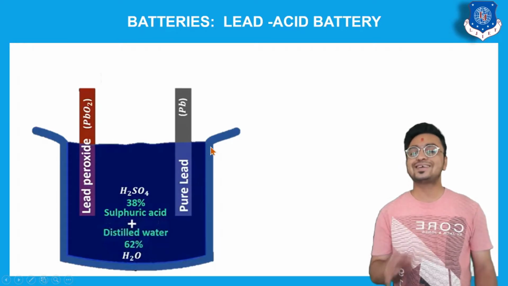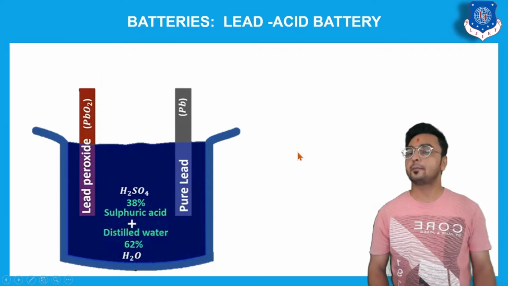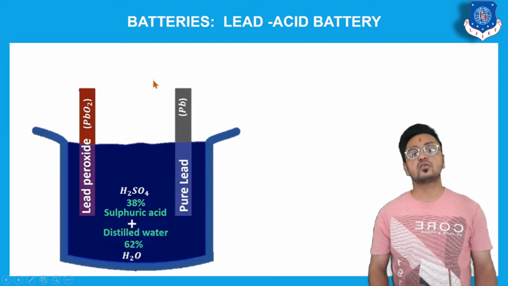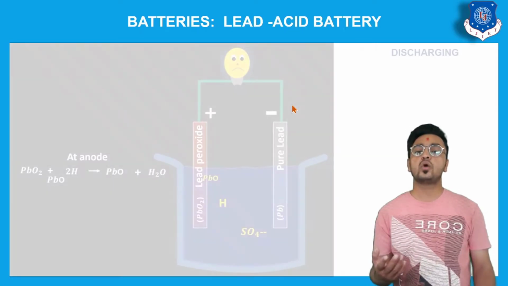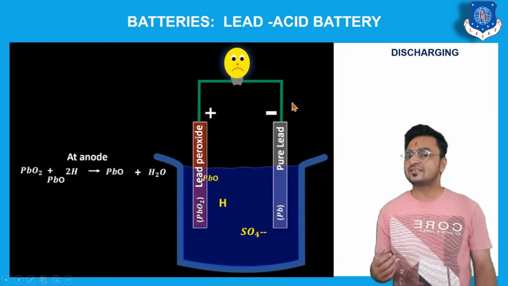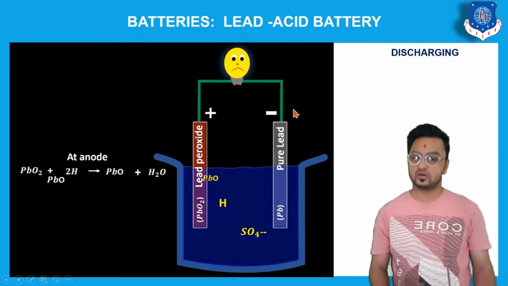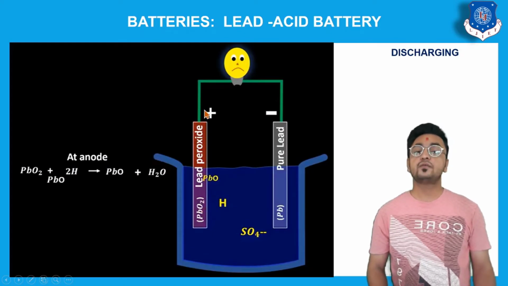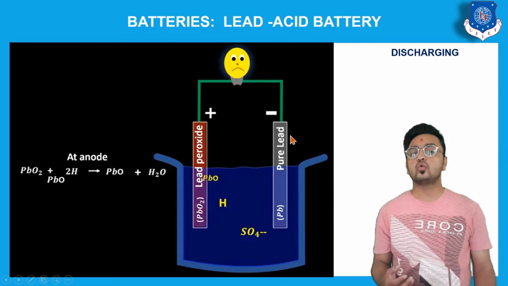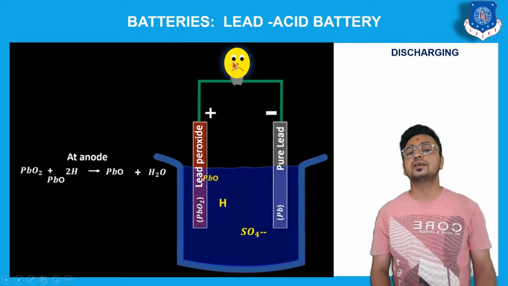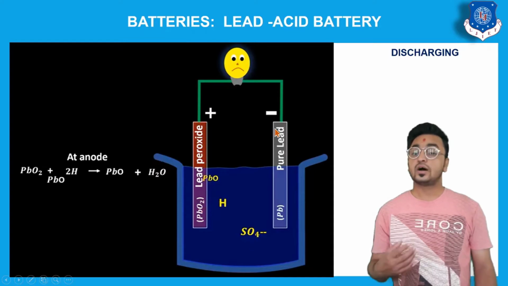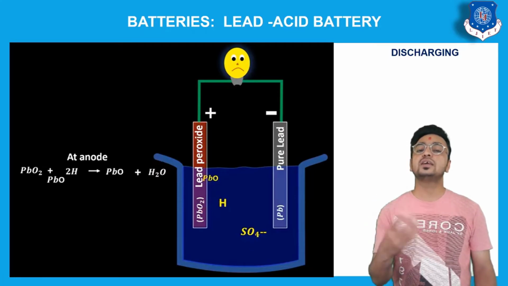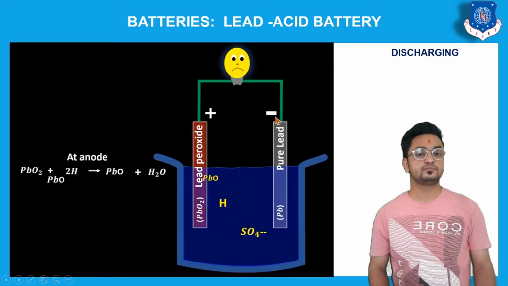So this is the basic structure of this lead acid battery. When any load is connected across the positive and negative terminals, it will provide the supply. So let's discuss how this battery works. If we connect a load, let's consider a lamp, across the positive and negative terminals, how will this battery provide electricity to that lamp?